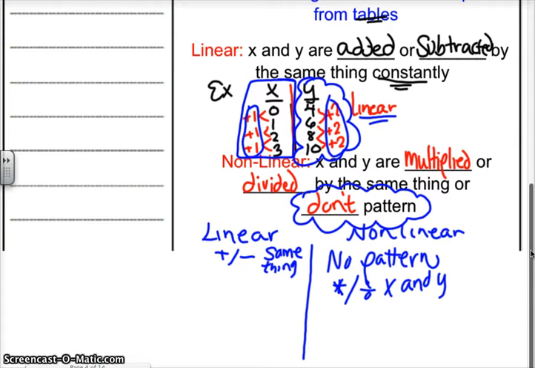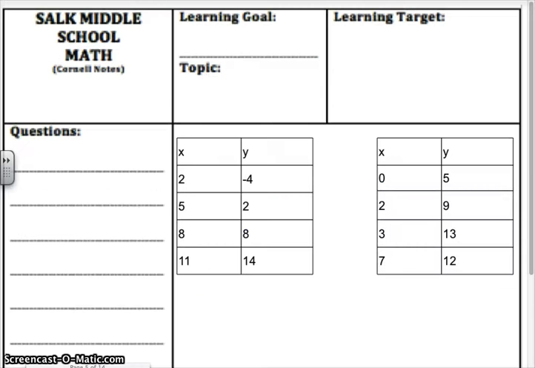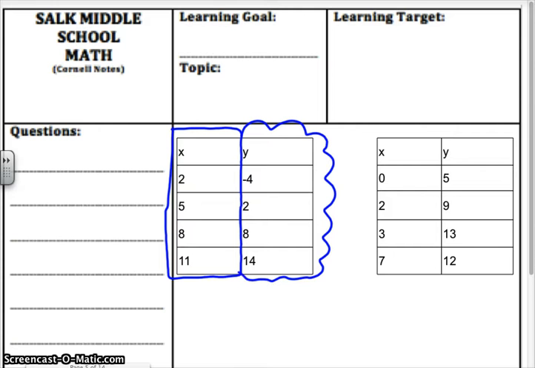I'm going to show you how to work through some examples. This is exactly how your homework's going to look. You're going to be given some tables, and from the tables you're going to say, is this linear or nonlinear, and why? So again, I break it up into two sections. I have an x section, and I have a y section. And I want to see how my x's are changing, and how my y's are changing.